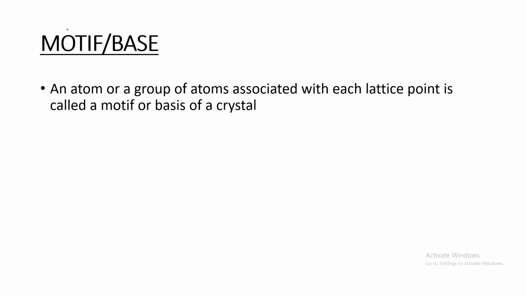So what exactly is a motif or base? Motif or base is defined as an atom or a group of atoms associated with each lattice point. Earlier we have seen these lattice points. Motif means an atom or a group of atoms that is associated with each lattice point. So you can place the atom here, here, like that. This is called a motif or base. It can be a single atom or a group of atoms. This occupies the lattice point.